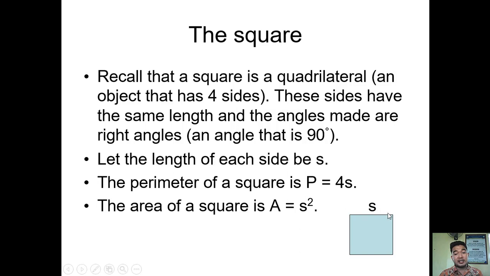And then for the area, that is the length times the width. If the length is S, then the width is also S. So that is S times S. Basically, the area of a square is A equals S squared. So that is how simple solving for the perimeter and area of the square. So suppose that S is equal to 10. What is the perimeter? Perimeter is equal to 4 times 10, that is 40. And the area is equal to 100 because 10 squared equals 100.